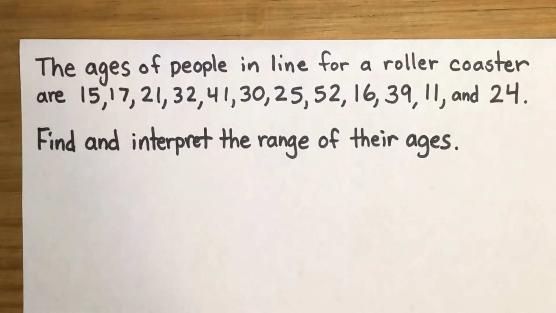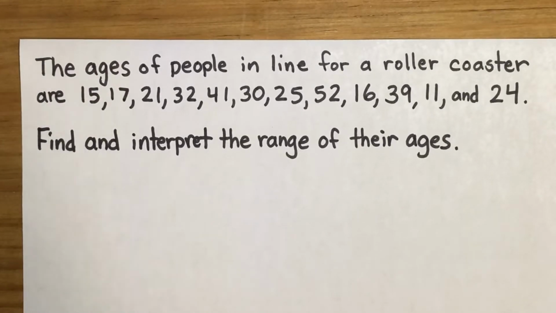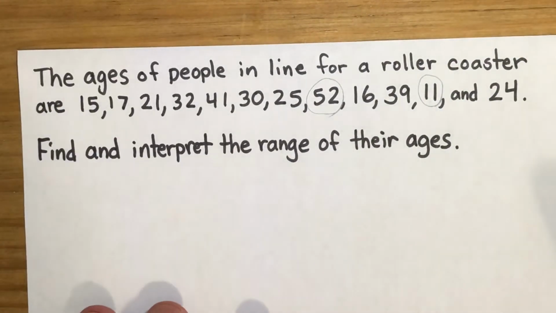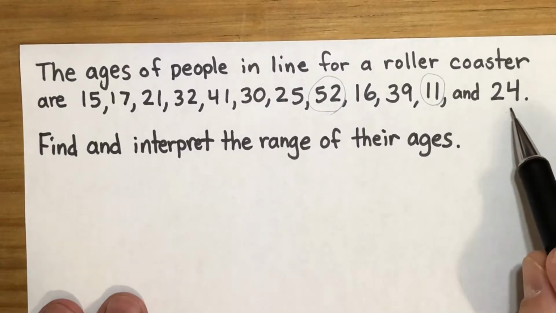Now, ladies and gentlemen, let's be really clear here. I don't have to put all the numbers in order, but I do need to double check as I identify what numbers I think are the highest and the lowest in case I make a mistake. So right off the bat, I think 11 is the smallest number, and I think 52 is the largest number. But let me just make sure there are no numbers that are lower than 11 or higher than 52.